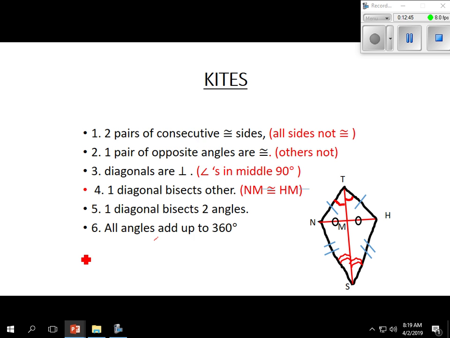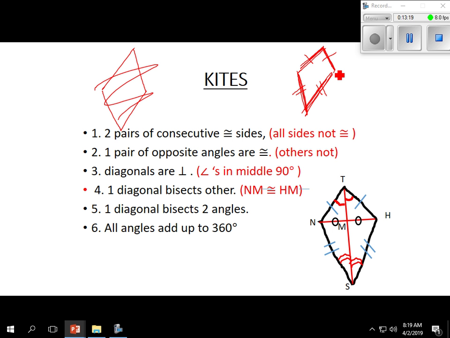A kite looks like this. And let's draw a better one. That's a horrible one because that's going to confuse some people. A kite looks something like this. A kite always has two pairs of disjoint sides that are congruent to each other. In other words, unlike some of the other shapes, it's the sides that are hooked to each other that are congruent there, and then the other pair of sides that are hooked to each other are congruent.